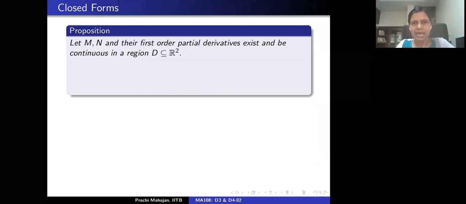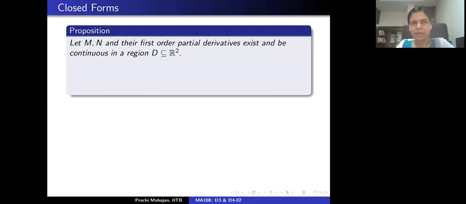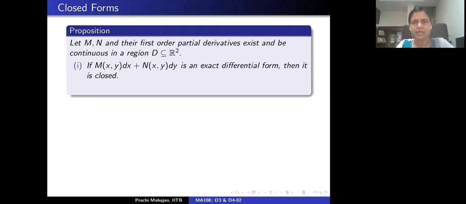So suppose that M and N are defined on a region D in R2. I'm going to assume these are both continuous. The first order partial derivatives of M and N exist, and they are also continuous on this region D, right? Okay. So the first claim is the following.